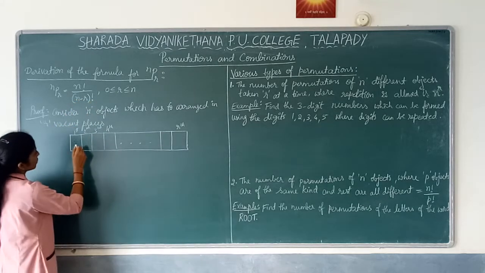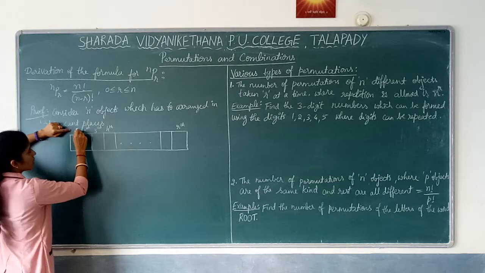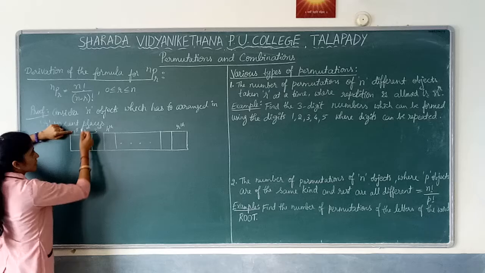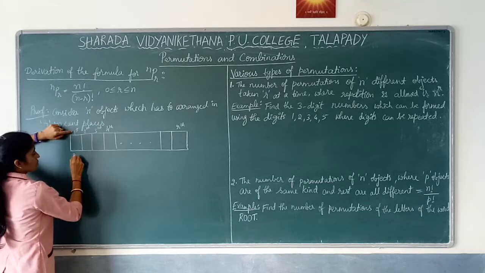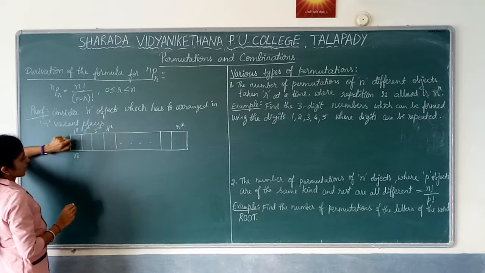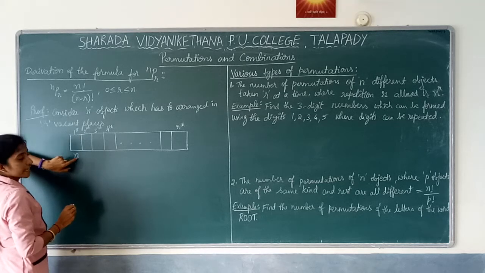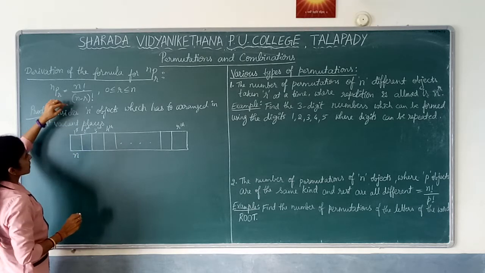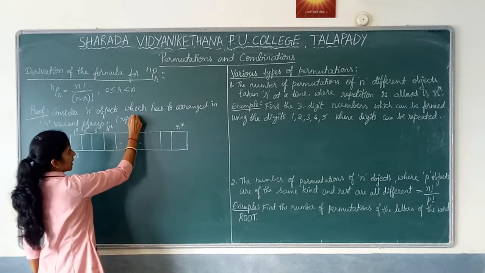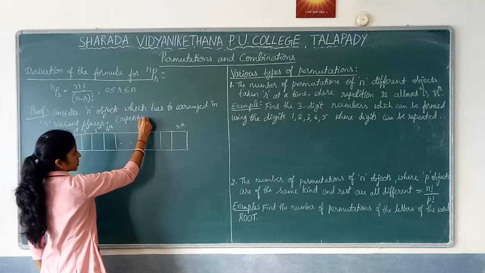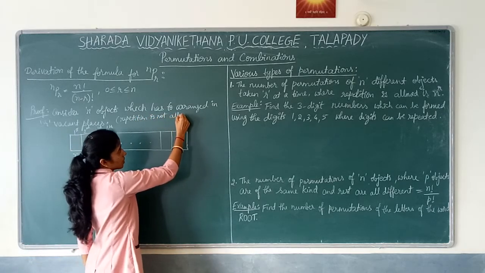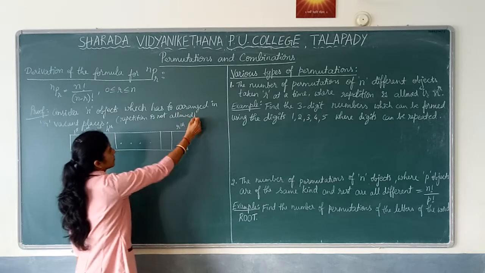So here what I do is, first place can be arranged in how many ways? There are n objects, so this vacant place can be filled in n ways. Now see, here the things cannot be repeated. Repetition is not allowed here. I told you in the beginning itself. So repetition is not allowed.